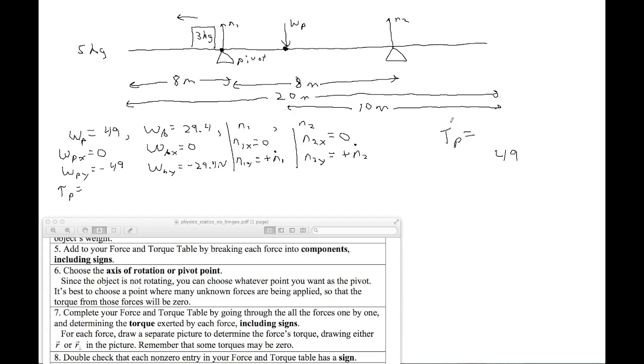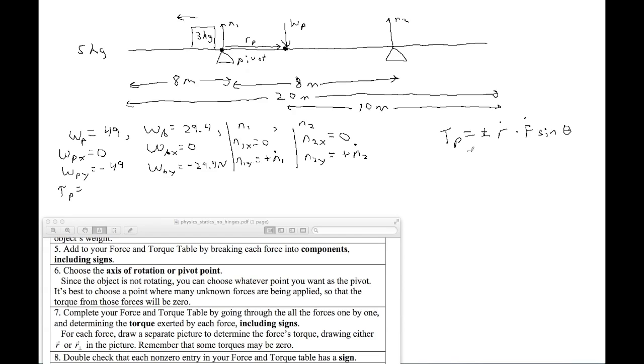So let's review how to find the torque here. Remember that our formula for torque was this. The first thing we have to do is draw the R vector. So the R vector for this torque would go from where to where? It would go from the point of application, so that would be at 10 meters, to the pivot point. Really, it should go in the opposite direction, but that doesn't matter very much. So we'll draw it like this. So this is R for the weight of the plank.